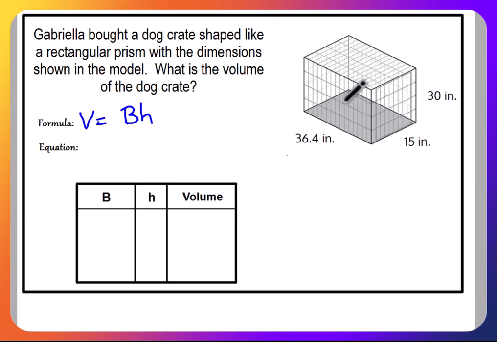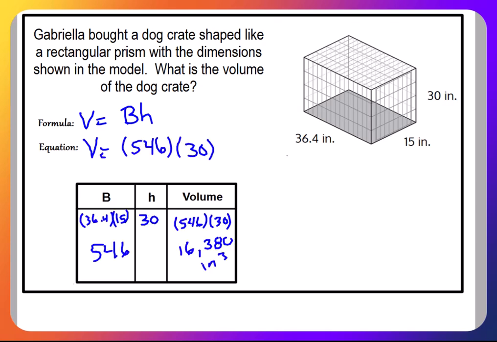This time we can see the base, and it's actually already shaded for us. So what I'd like for you to do is to go ahead and fill out our table here. Find the base area, the area of a rectangular base, the height of the crate, and its volume. Write your equation, come back and check your work.